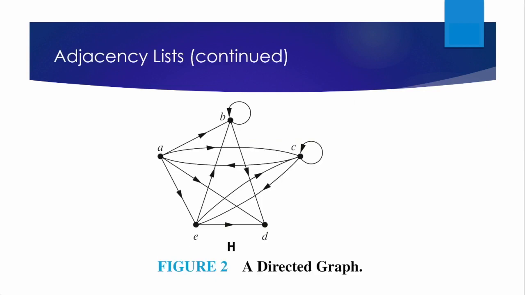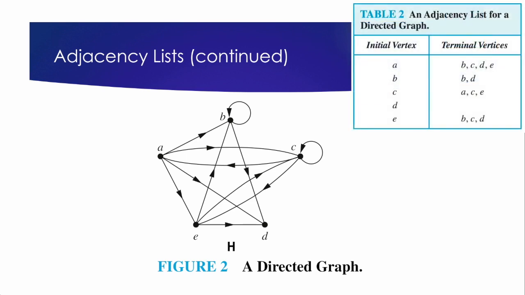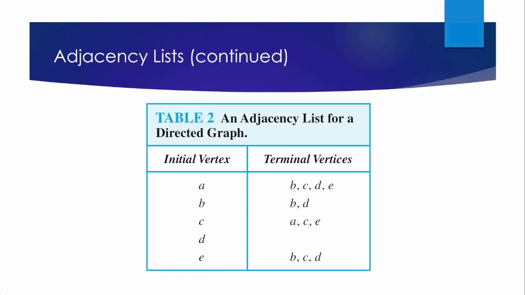In figure 2, we can see a directed graph that we need to represent using an adjacency list. First, we put down the initial vertex, for example A, and its terminal vertices. We have B, C, D, and E, which are connected to A, so we call them terminal vertices. Vertex B has a loop, so B and D are terminal vertices of B. But vertex D has no terminal vertices, as all edges are going into D, not in the opposite direction. The adjacency list for the directed graph is shown in table 2.